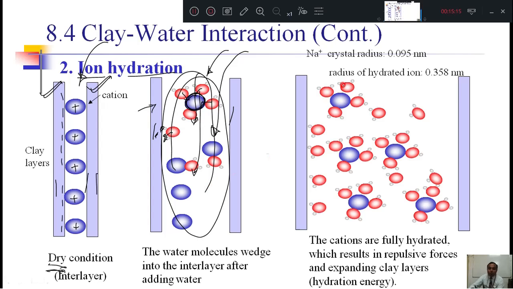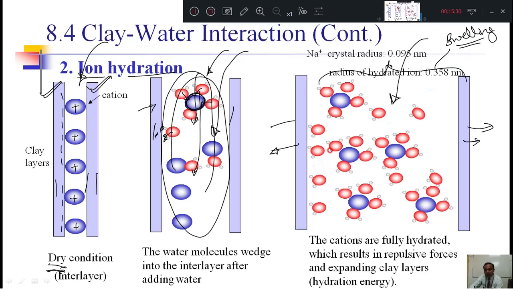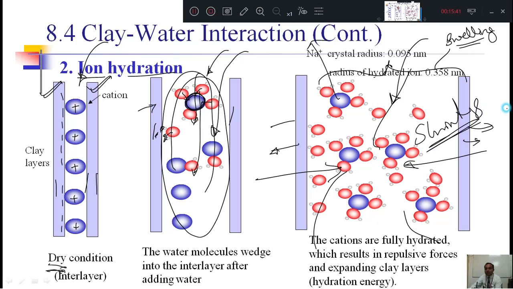When you pour a large amount of water, the space between the two clay particles will increase. That is why we call it swelling of the soil. When summer comes, this water will evaporate. When the water evaporates, the particles will come close to each other. That is called shrinkage of soil. This swelling and shrinkage of soil will be observed more in montmorillonite clay mineral.